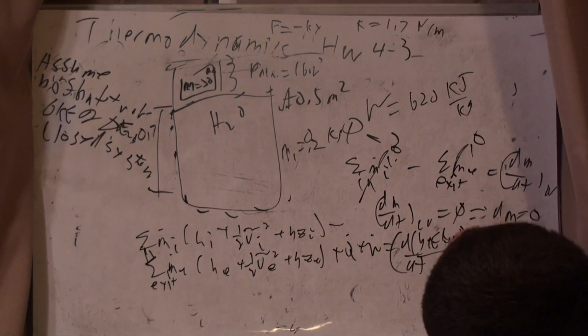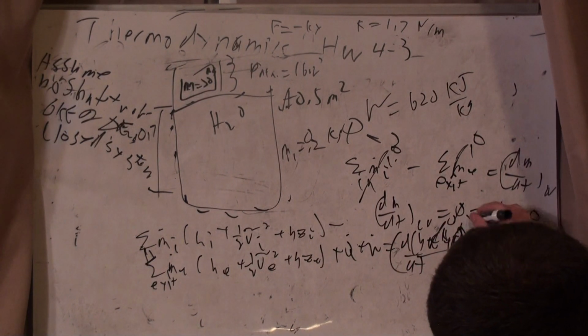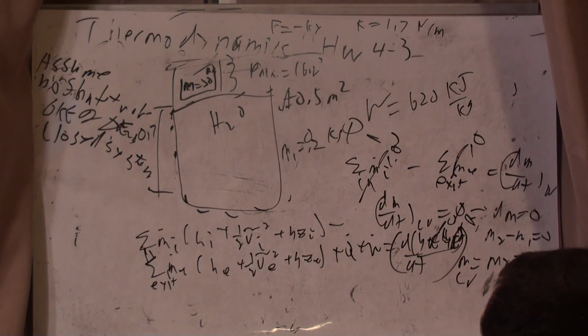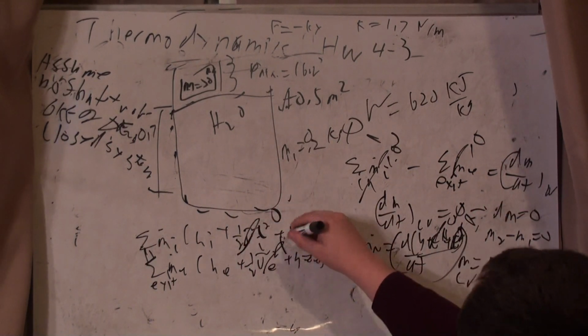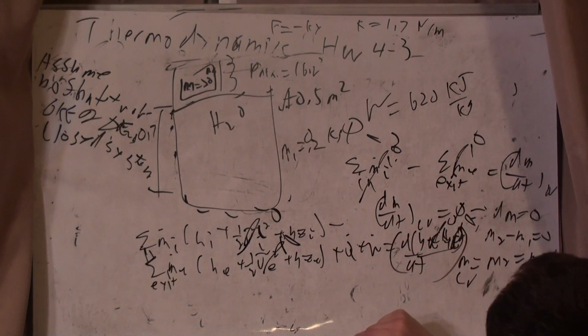Control volume. Okay, so that goes to 0, that goes to 0. Changing kinetic energy and potential energy is about 0. There's nothing coming in, there's nothing coming out. There is work, there is heat. Okay.